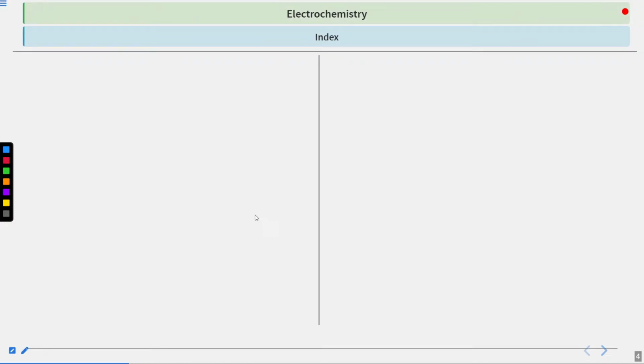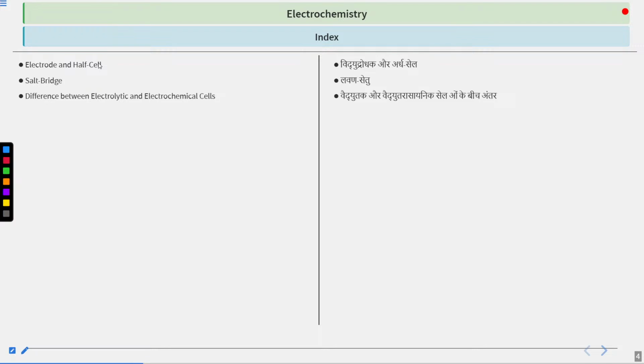So, what are the topics that I am going to cover today? First of all, we will see the electrode and half cell. We will look at the construction of the electrolytic cell and galvanic cell, which we studied in the previous class. Then we will see the salt bridge, which is again a component of the same galvanic cell. Moving on further, we will try to compare the electrolytic cell and the electrochemical cell.